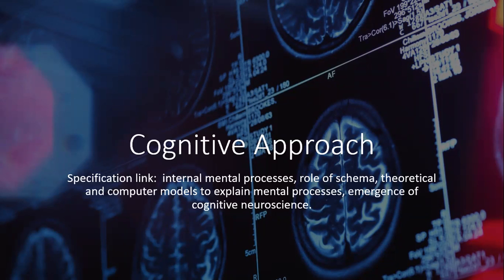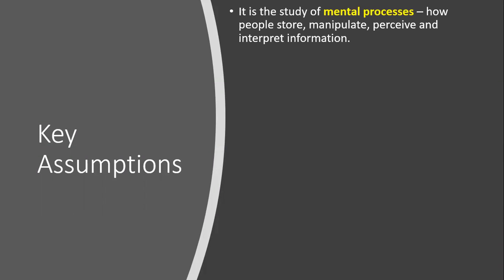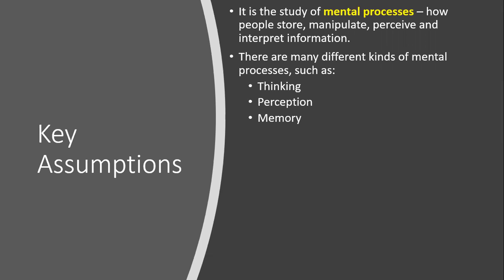But let's start with the assumptions. It's always a good place to start. Key assumptions. Now, with the cognitive approach, it's all about the mental processes. And really, a simple way to think about mental processes is our thought processes, the way we think. It's the way we store the information, manipulate it, perceive it, and interpret the information that we have within our thought processes. Now, there are many different types of mental processes. Here are just 3 of them: thinking, perception, memory.